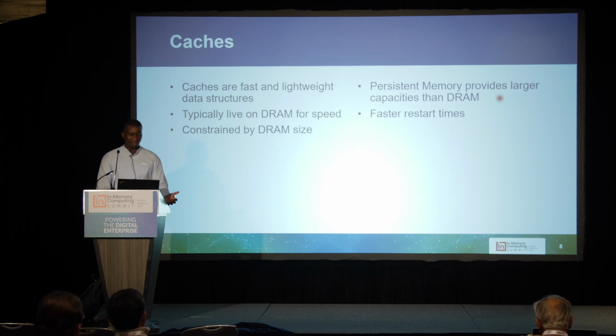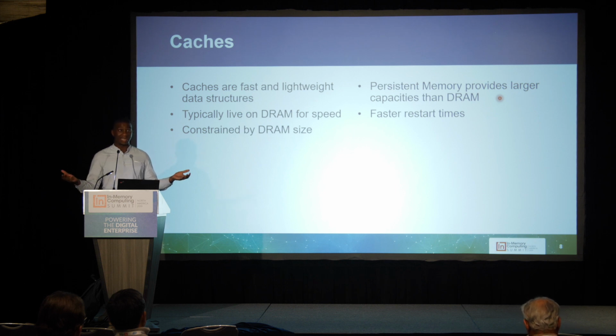Typically, caches live in DRAM for speed, and they're constrained by size. So by moving a cache from DRAM to persistent memory, one of the big benefits you're getting is that your cache can be a lot bigger, because with persistent memory you have terabytes. And if your cache is a lot bigger, it can mean better performance because you can now get higher hit rates on your cache.